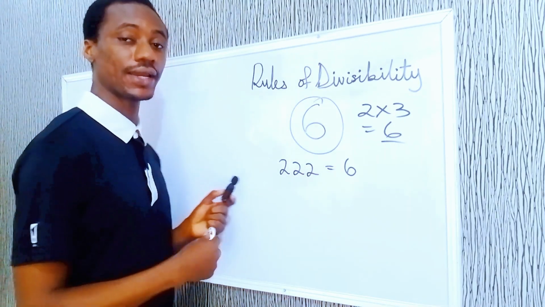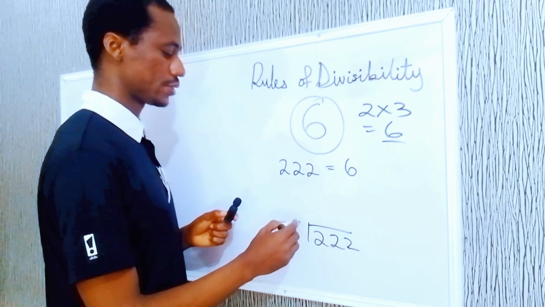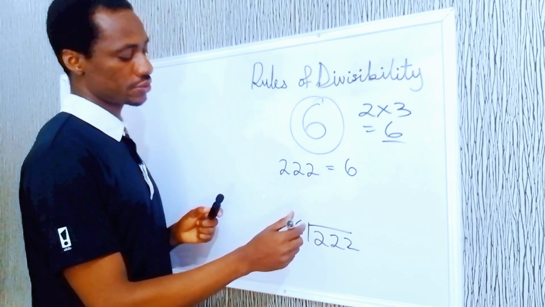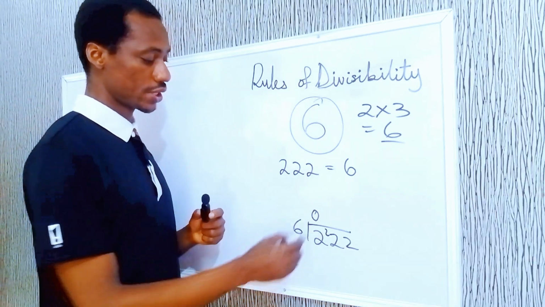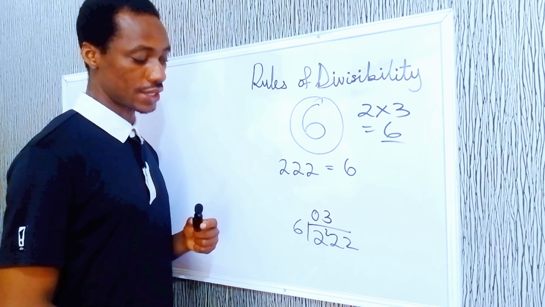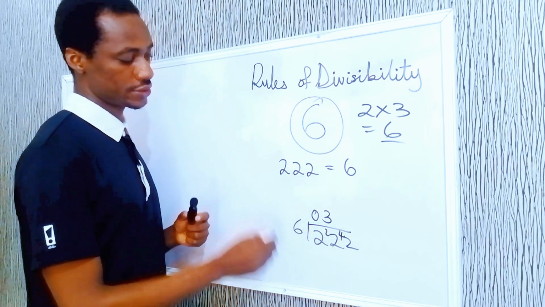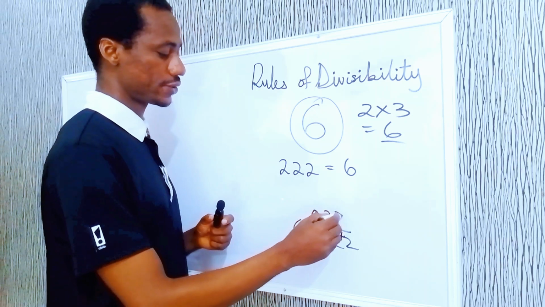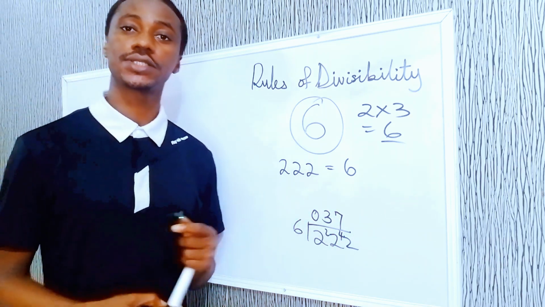Alright, I could just try that out with short division. 22 divided by 6. So 6 goes into 2 zero times, remainder 2. 6 in 22 is 3. That's 18, right? Remainder 4. And 6 in 42 is 7, as you can see. So 222 divided by 6 is 37.